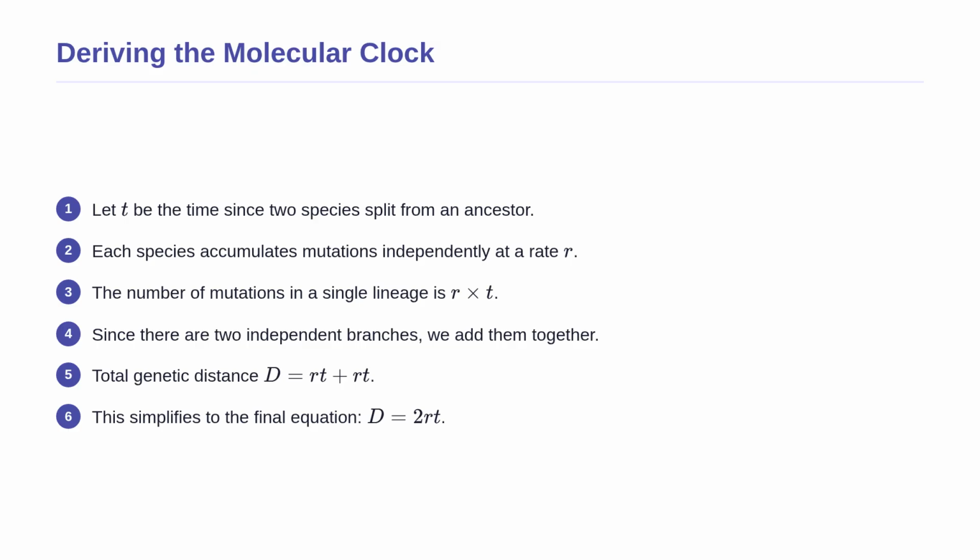So the first species accumulates r times t mutations, and the second species also accumulates r times t mutations. Because we are comparing the 2 modern species to each other, we must add both independent branches together. This simple addition gives us our final result, D equals 2RT.